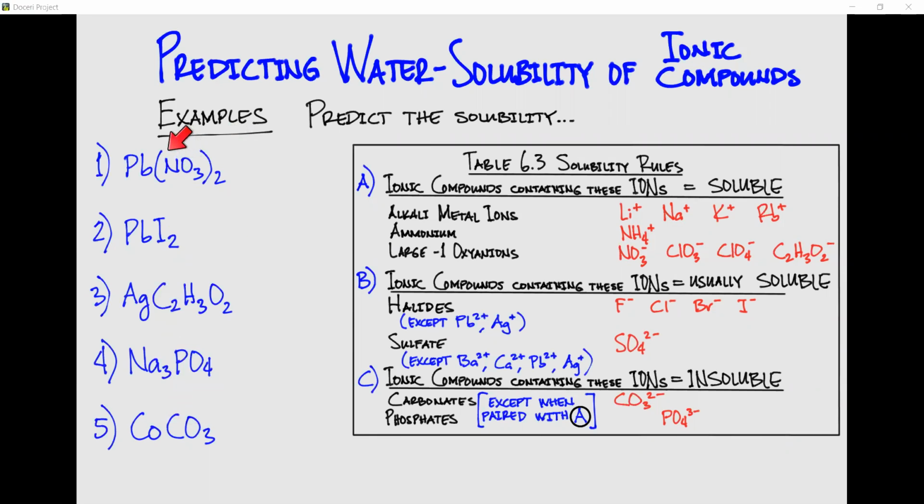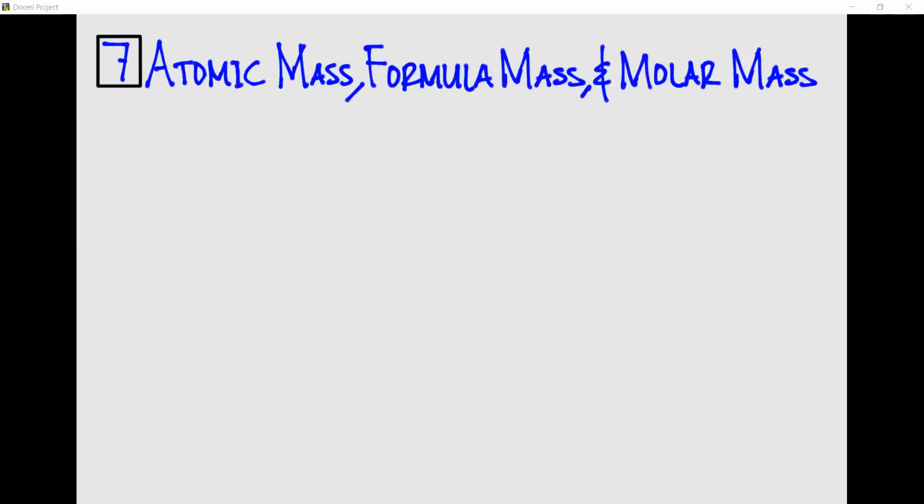So the first one, lead nitrate. When you look at the nitrate ion here, it's one of the large oxyanions, NO3 minus. So it says over here, ionic compounds containing nitrates will always be soluble in water. So for the first one, it should be soluble.